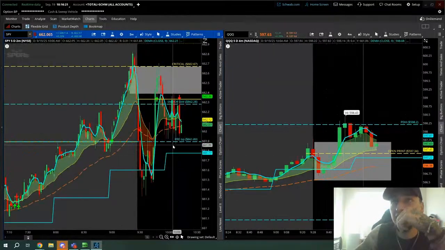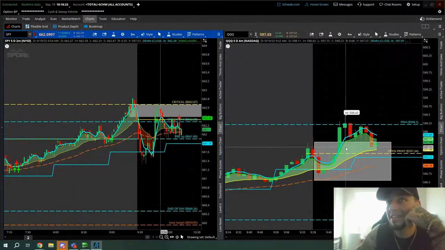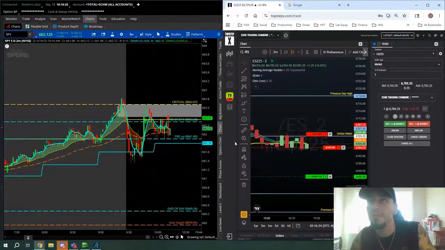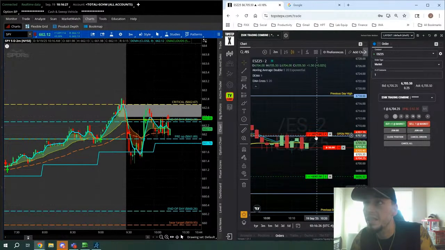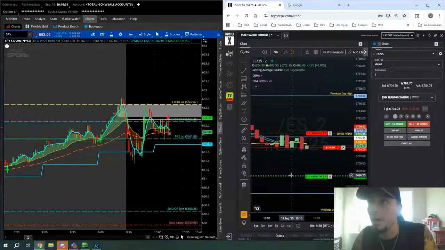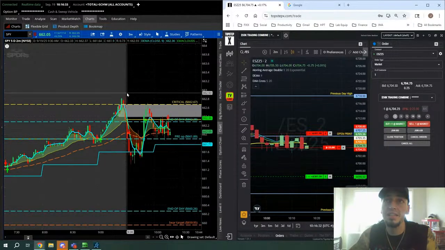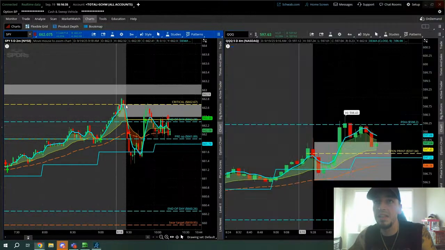I like that selling on Qs. We need that continuation, though. Yeah, it's like a little... I want to make sure it's at least 1 tick above. Okay. All right. Let's see if we can get some continued selling here.